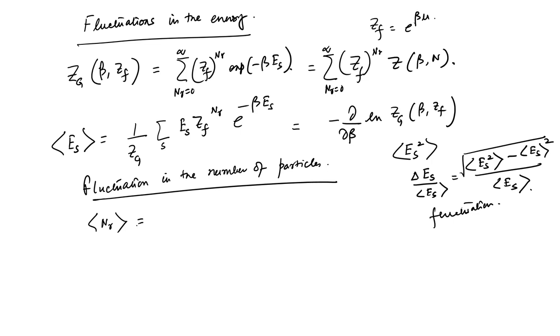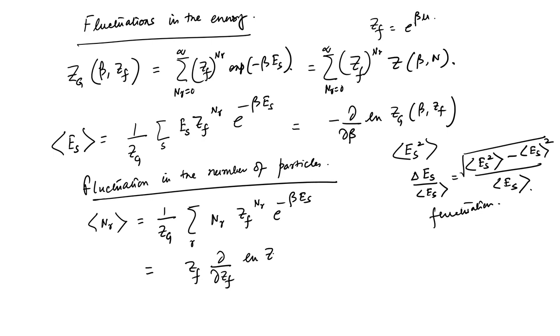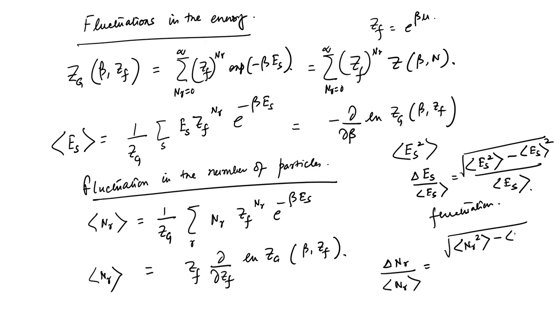So NR average is nothing but 1 over ZG summation over R, and then there's a NR ZF to the power NR exponential minus beta ES, which can be simplified in the form of ZF del del ZF log of ZG at fixed beta and ZF. Okay, so this is the average number of particles, and again one can calculate the relative fluctuation in the number of particles as this, which is equal to NR square average minus NR average square divided by NR average.